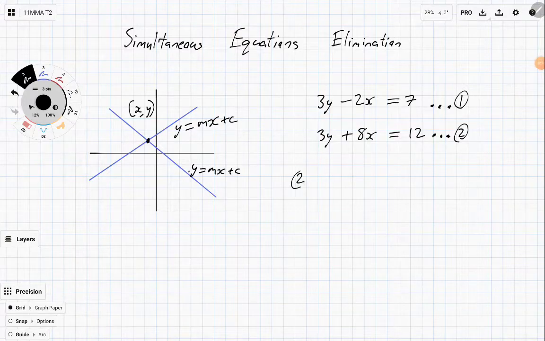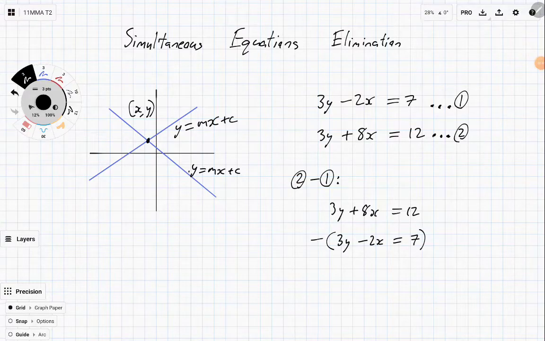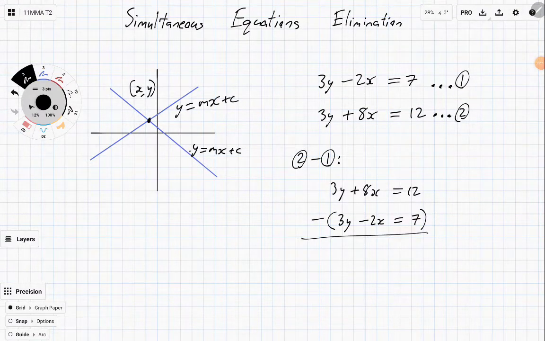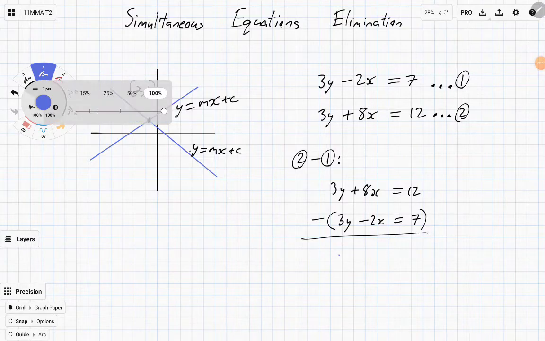So let's compute that. Let's compute 2 minus 1. Well, I like to do it bit by bit. Some of you might be wondering why I put 2 first, and the main reason is that I can see that 2 has bigger numbers than 1. So it means I'm going to get less negative numbers when I actually compute it. So 2 is 3y plus 8x equals 12, minus 3y minus 2x equals 7. That's equal to, alrighty, 3y minus 3y is 0y, which is perfectly what we wanted.